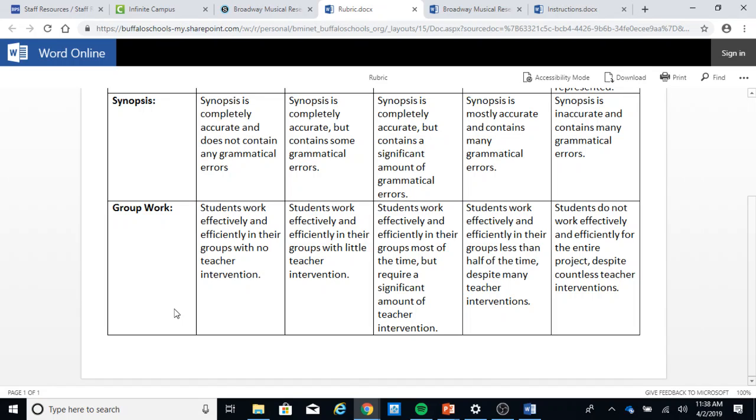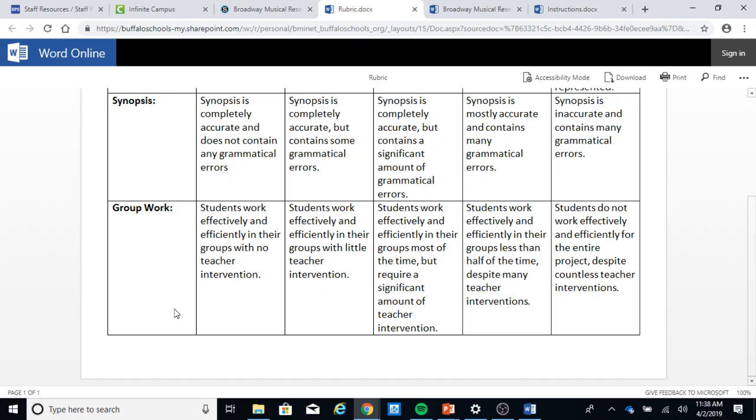So for 5 points, students work effectively and efficiently in their groups with no teacher intervention. All right, 4 points. Students work effectively and efficiently in their groups with little teacher intervention.